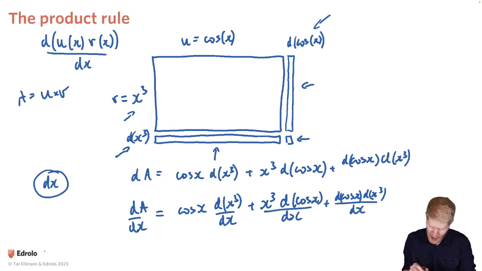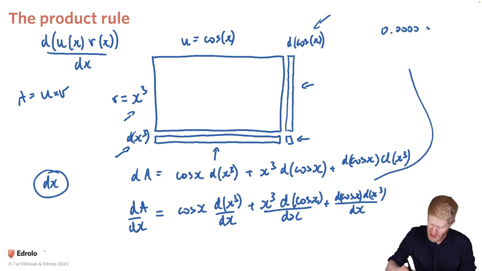Now we get to this point and we say, what happens to this last term? Well, you could sort of think of it as maybe a really small number, 0.00001, times another really small number, 0.00002, divided by some other really small number, 0.003.